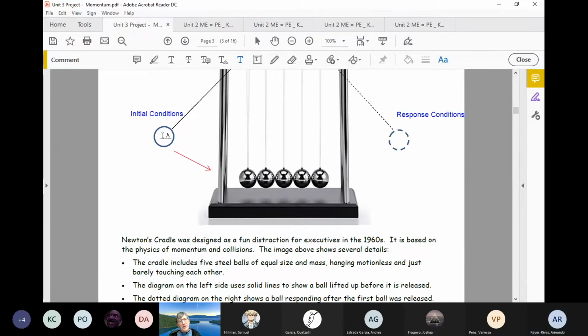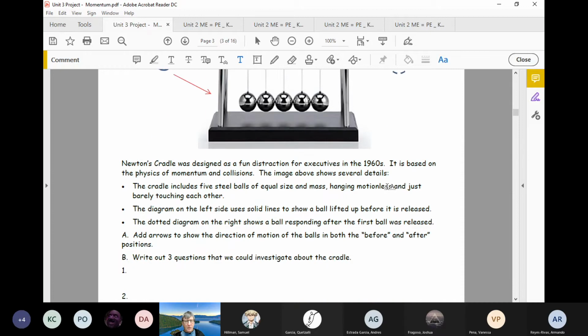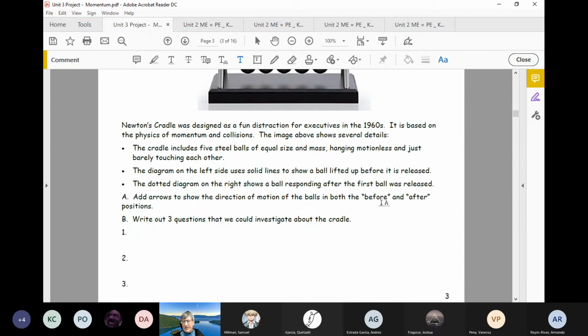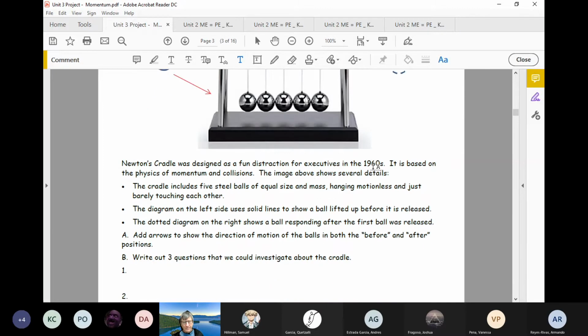So can you see that this is kind of like before and after? We're showing before as solid diagram, after as a dotted diagram, okay? That's kind of a standard approach to these diagrams. So we've already added arrows and we've already labeled the before and after positions with initial conditions and response conditions, right? Should have an arrow here too, huh? I'm going to let you draw the arrow in the correct direction, show the correct vector.